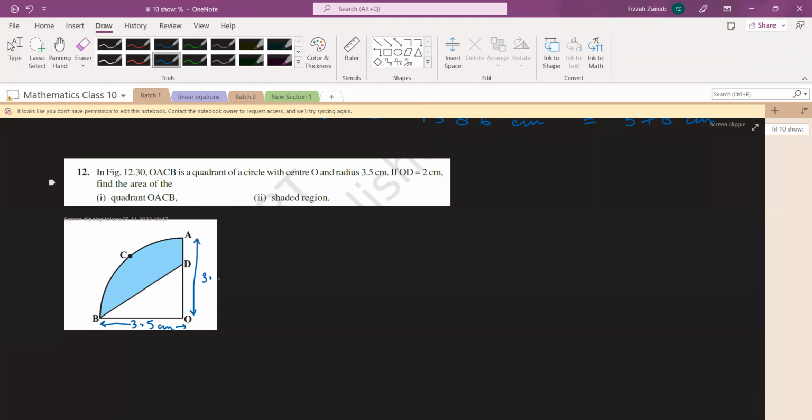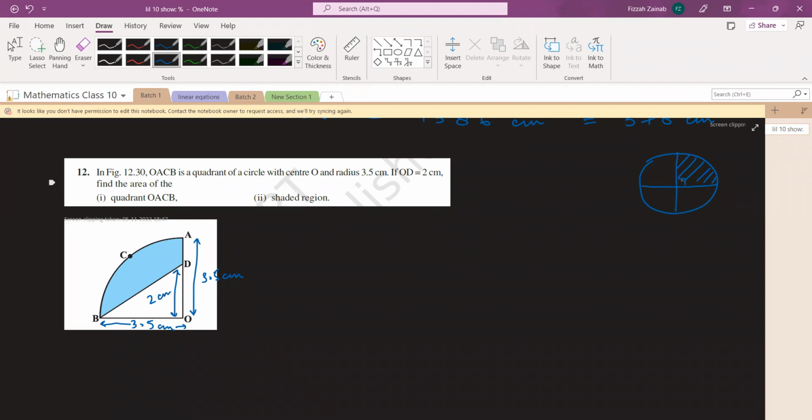Okay. Now, if OD is 2 centimeters. So from here to here, it is given 2 centimeter. Find the area of quadrant OACB. Quadrant is simple, it's a sector, right? You divide the circle into 4 equal parts. So this one quadrant is basically a sector of the circle.